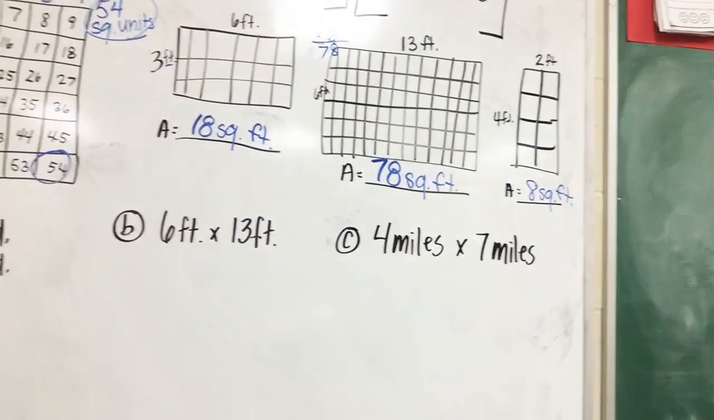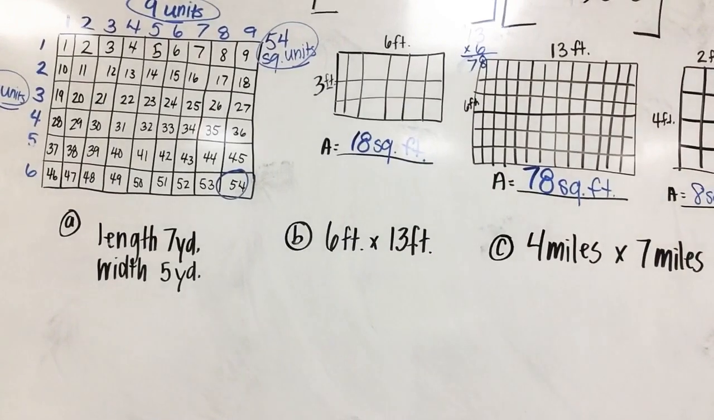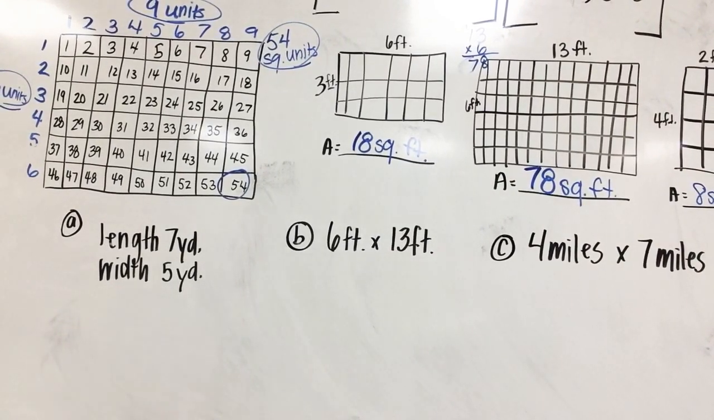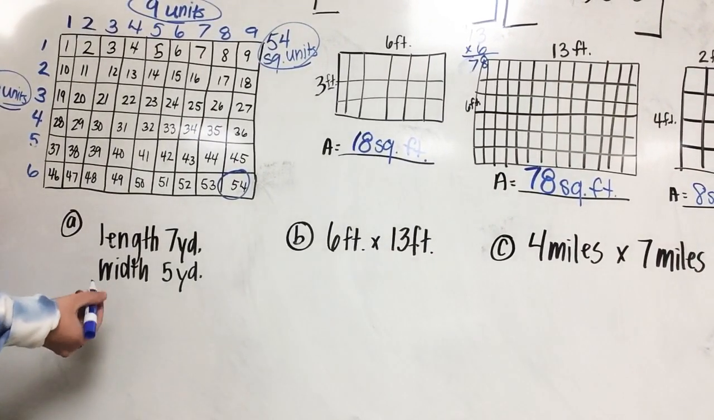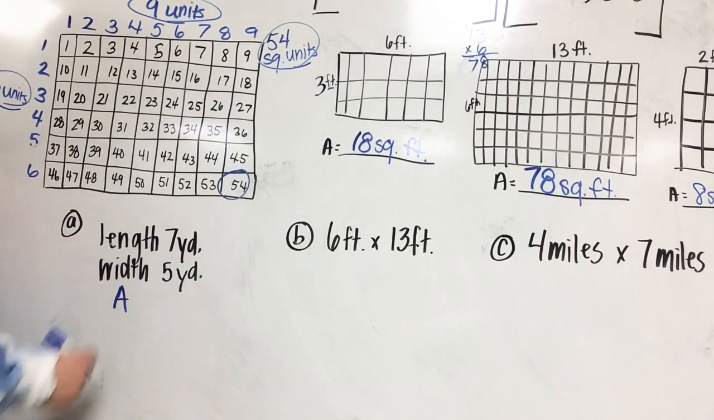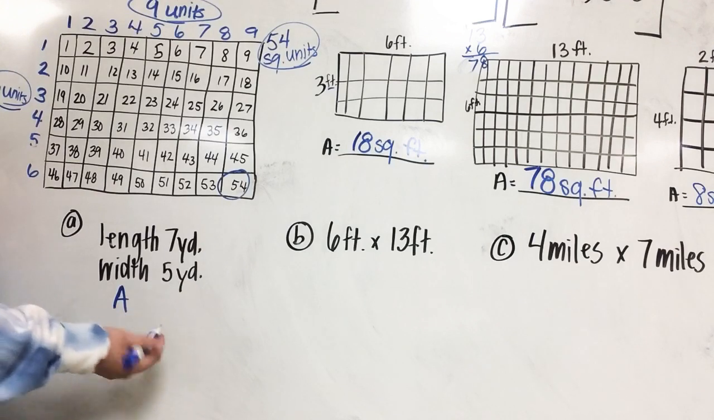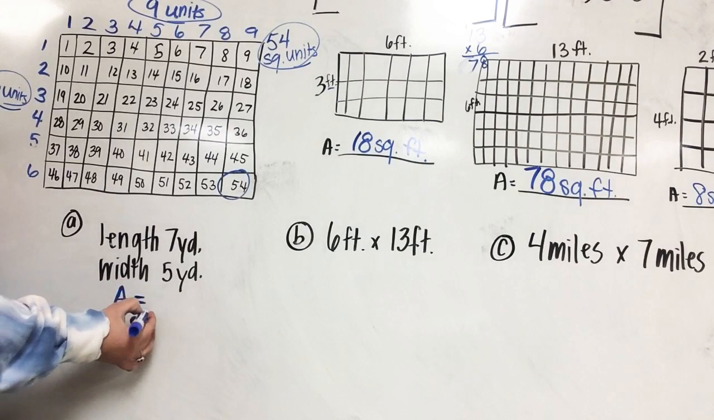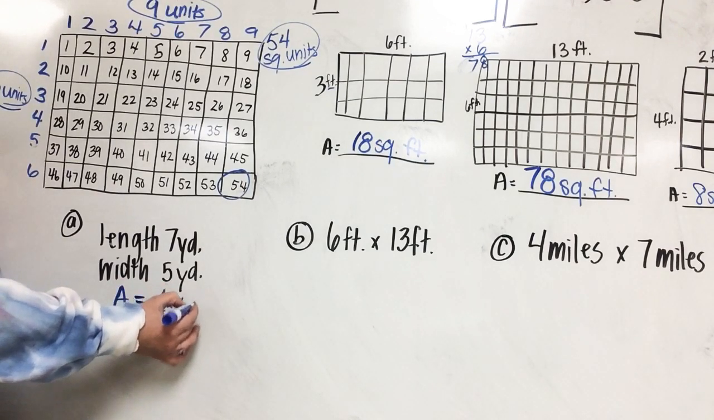Okay, let's do some of these formulas without seeing the pictures down here. I am on number 2A. They're giving us our length, they're giving us our width. So we just have to write down our formula. Your area is represented by the capital A, so make sure it's capitalized. A equals length times width.